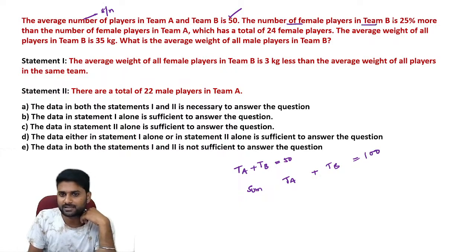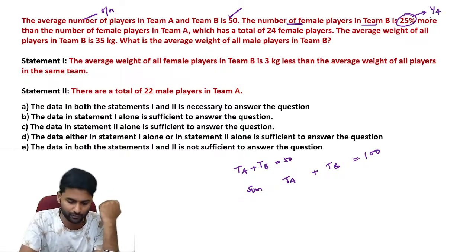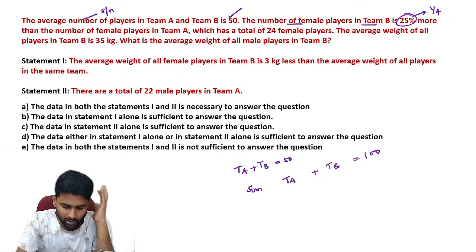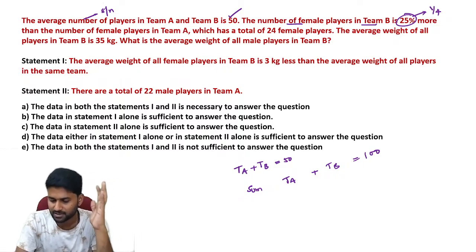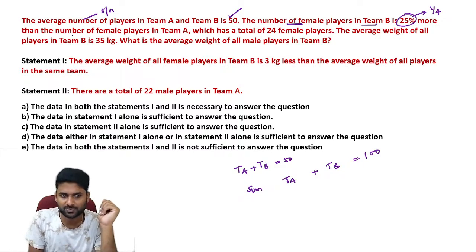The number of female players in team B is 25% more. And you know that this conversion, 25%, is all about 1 by 4. Guys, learn all the conversions in the percentage topic. That's the most important in your exam. So 25% is more than the number of female persons in team A, which always refers to team A. Team A has a total of 25 female players.